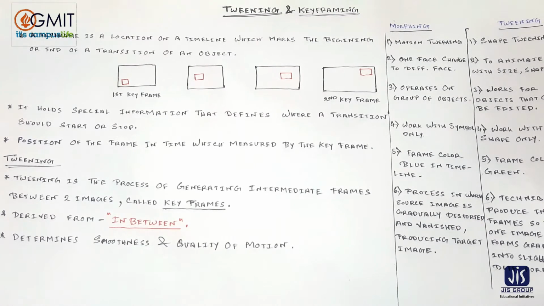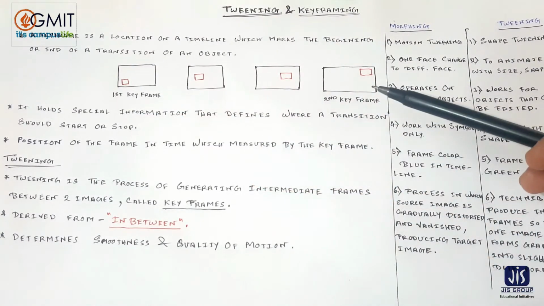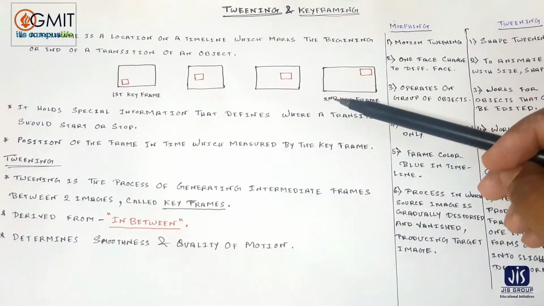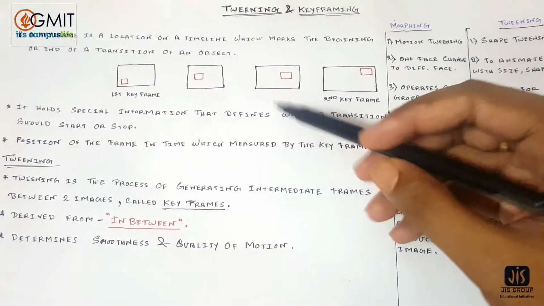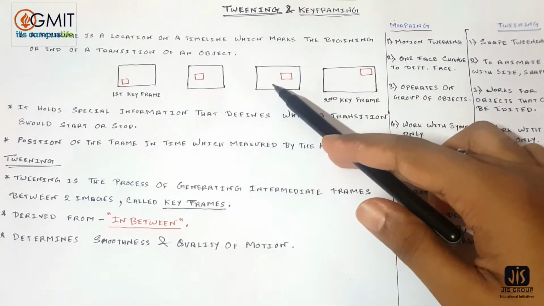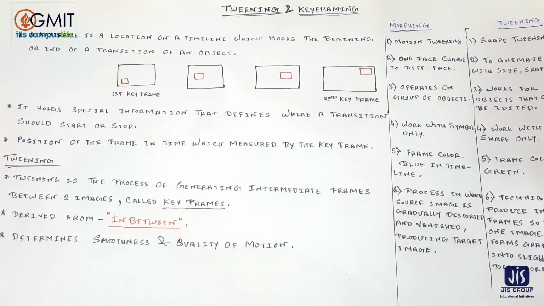Twinning is an animation technique, obviously. Twinning is the process of generating intermediate frames. Suppose this is my first frame and this is my second frame or last frame, right? So what about the intermediate frames? We have to draw these intermediate two frames also, or maybe there are some more frames in between. Look, I have used the term in between. Actually, from this in between word, the word twinning comes out. Twinning word came from in between.